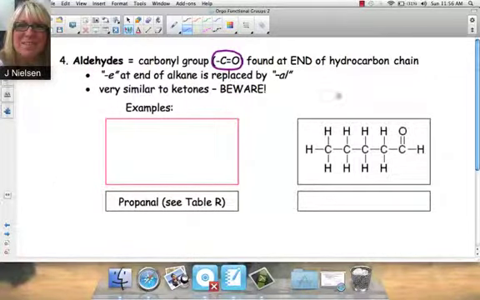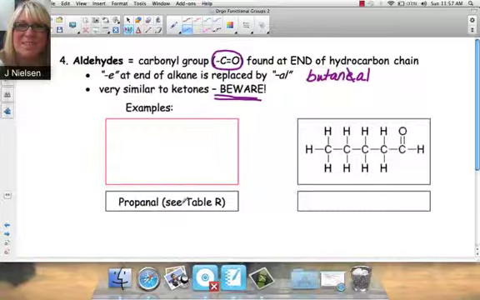How do we name an aldehyde? We simply take the parent name. So let's say that we were talking about butane. We drop the E and we add Al. So it becomes butanal. One thing that I want to say is that they are very similar to ketones, so you have to make sure that you're looking for, with an aldehyde, that double bonded oxygen on the end carbon.